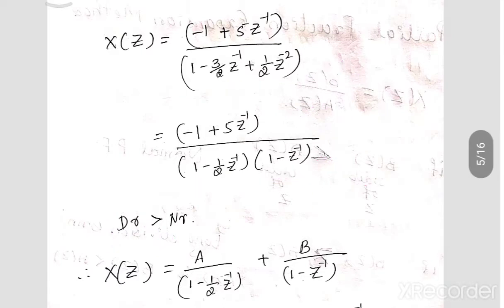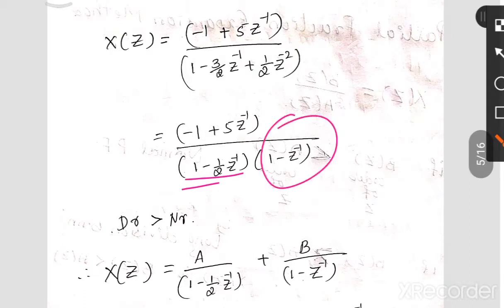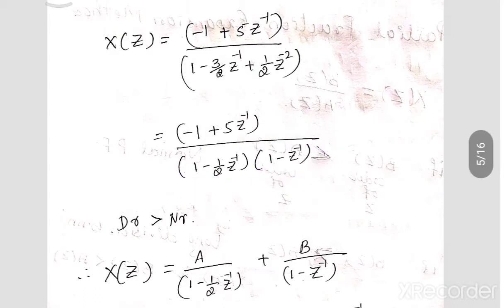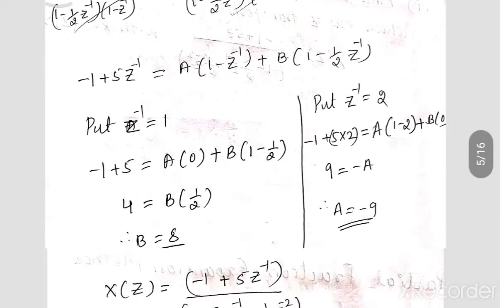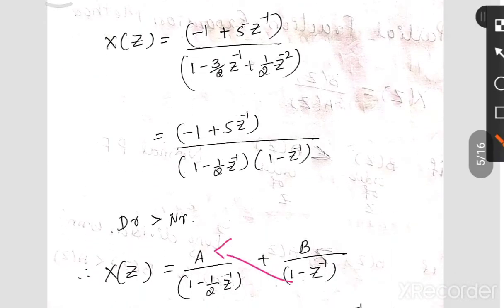Therefore, we can go for a simple normal partial fraction expansion, that is X of z equal to A divided by one factor, that is 1 minus 1 by 2 z raised to minus 1, plus another factor, B divided by 1 minus z raised to minus 1. You can go by like this also, A divided by this, B divided by this. It is up to you. Now we have expanded. Let's take the LCM of that term. So cross multiply. To take that LCM, we have to cross multiply this.